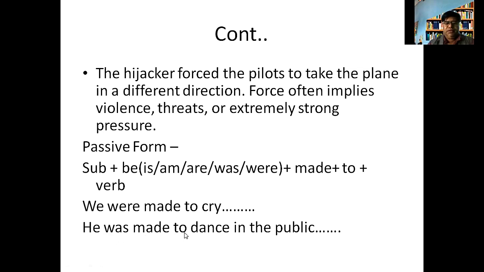He was made to dance in public. He was made means by somebody else. That one is hidden here, but it is in passive form, by plus the doer who made. He was made to dance in public, but who made him dance? That is hidden. Let's say the agent is generally hidden in passive verbs.